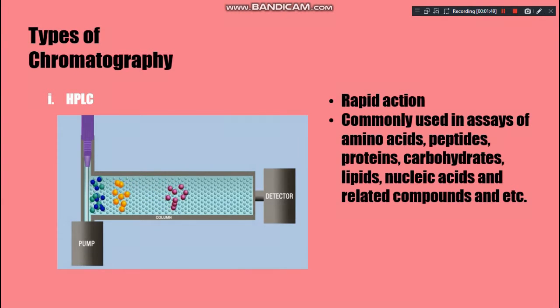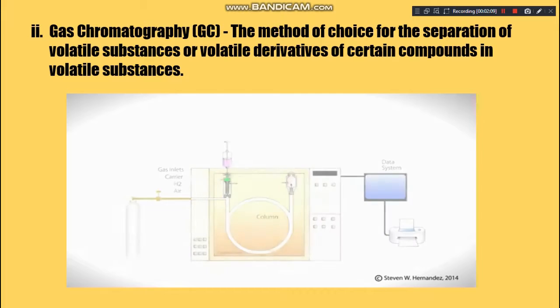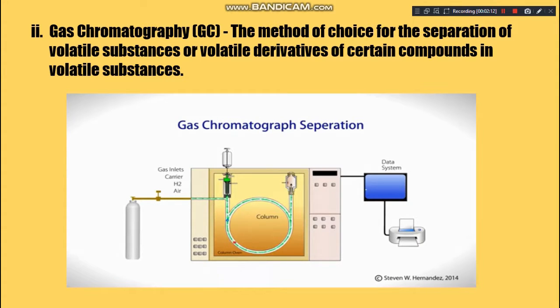High performance liquid chromatography, or HPLC, requires the use of non-compressible resin materials and strong metal columns. The eluents of the columns are detected by methods such as UV absorption and fluorescence. It can be applied in the form of partition, adsorption, ion exchange, or molecular sieve chromatography. Due to the rapidity in action, HPLC is used for assays of amino acids, peptides, proteins, carbohydrates, lipids, nucleic acids and related compounds, etc. The next one is gas chromatography.